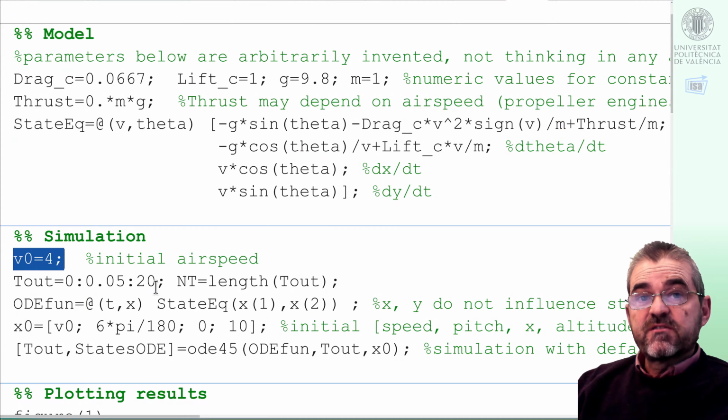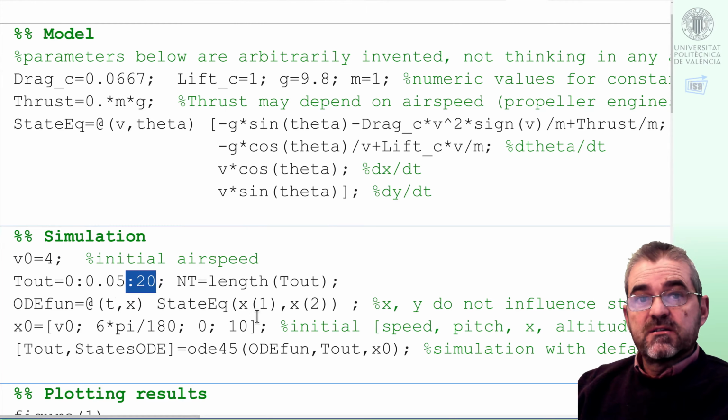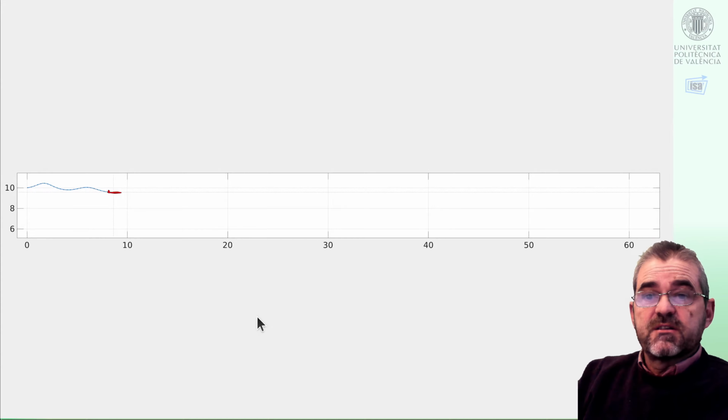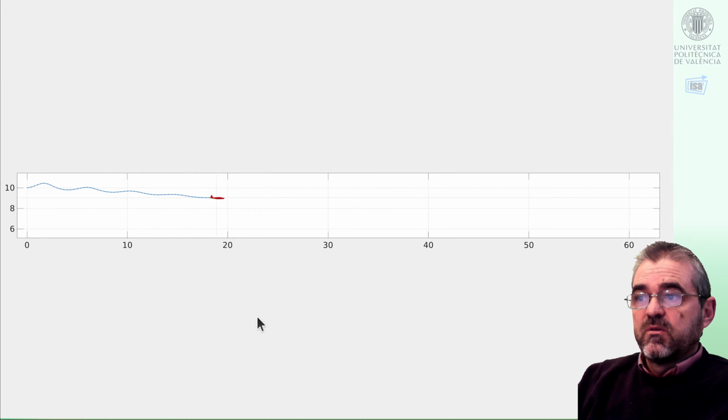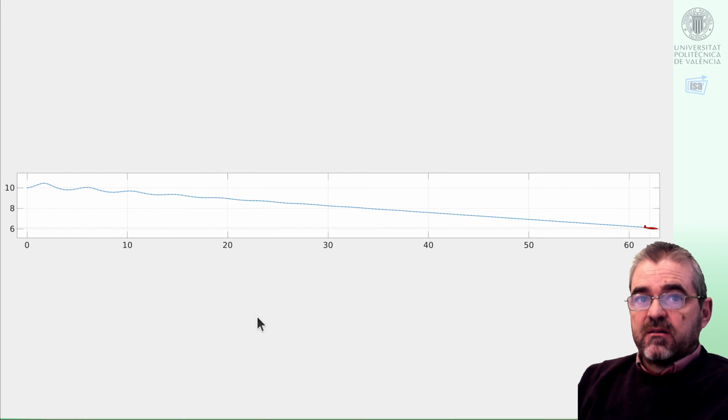If my starting speed is 4, 6 degrees upwards, and I simulate 20 seconds of simulation time, then this is the simulation we get. We see that there is an oscillatory transient, but such transient is stable, and the plane ends up descending at a constant speed and a constant angle. The angle is named the glide angle.